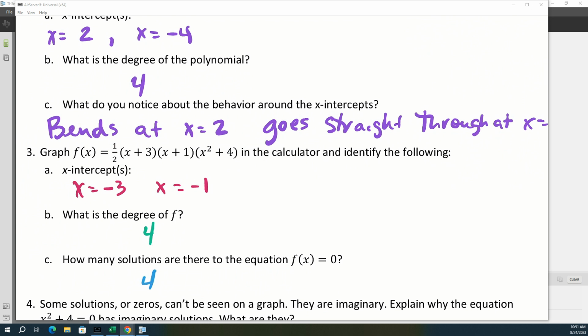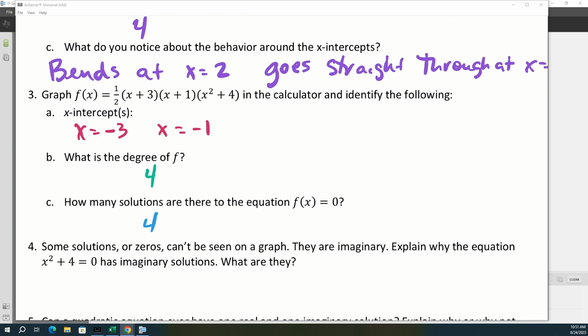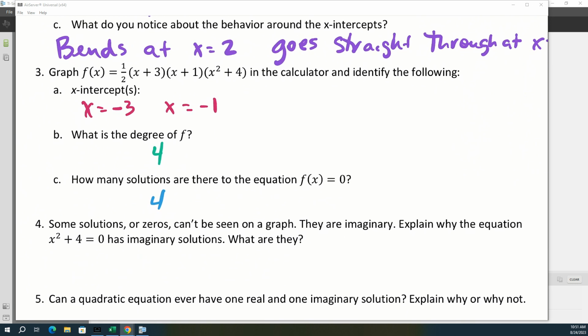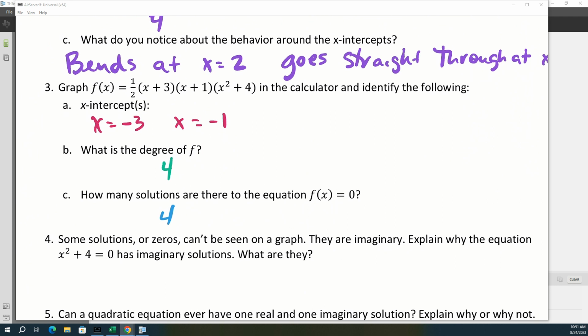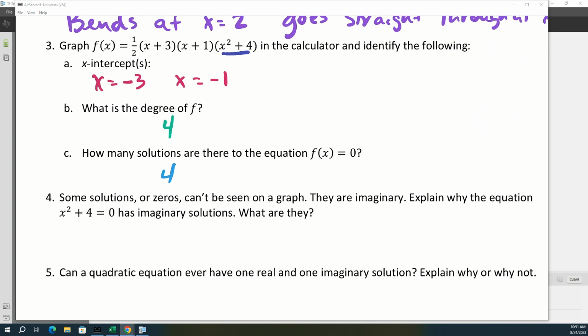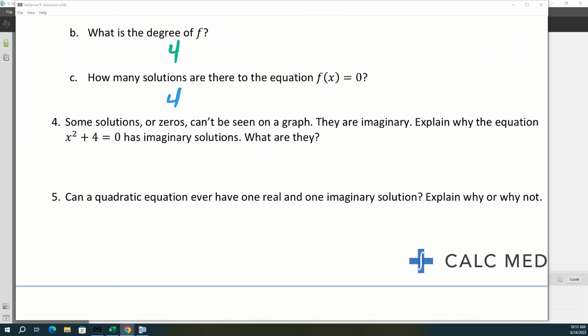But there were only 2 x-intercepts. So what's going on there? They're imaginary. So only real zeros are x-intercepts. These polynomial functions can also have imaginary zeros, and they do not show up on the x-axis, or on the graph at all. And so we had you take this part of this function and set it equal to 0 and solve. So what would you guys do first to solve?